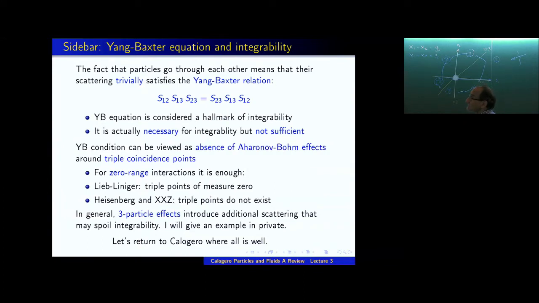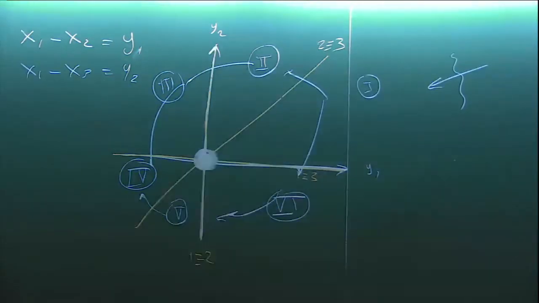interactions are purely local, say delta functions, like in the Lieb-Liniger gas, or in lattice models where triple points don't exist actually, because triple points are not part of your configuration space. And in those cases, like the Heisenberg chain, indeed we have integrability because of Yang-Baxter. In our case, because this is a 1 over x squared interaction, triple coincident points do matter. There is a finite effect, so we should worry whether they spoil integrability.